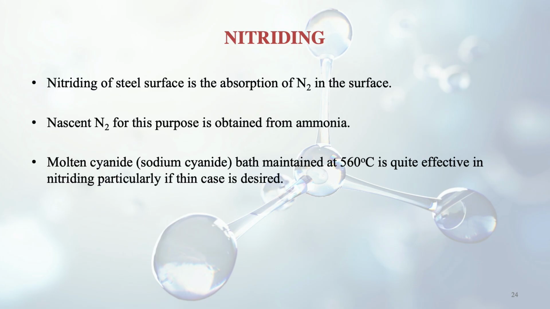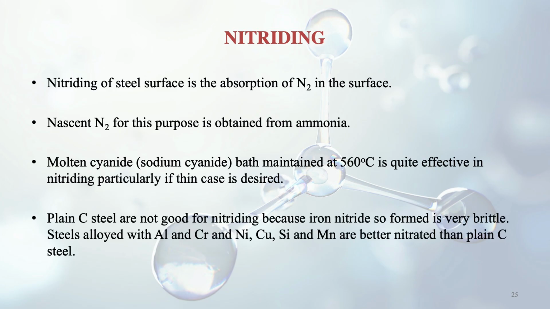And a molten cyanide, sodium cyanide bath is maintained in this case, and the temperature is around 560 degrees centigrade, and it is quite effective in nitriding, particularly if we need a thin case, that is, where the thickness of the hardened layer is less. Plain carbon steel, it is mentioned here, is not good for nitriding, because what happens is iron nitride is formed. So the plain carbon steel reacts with this nitrogen and forms iron nitride.